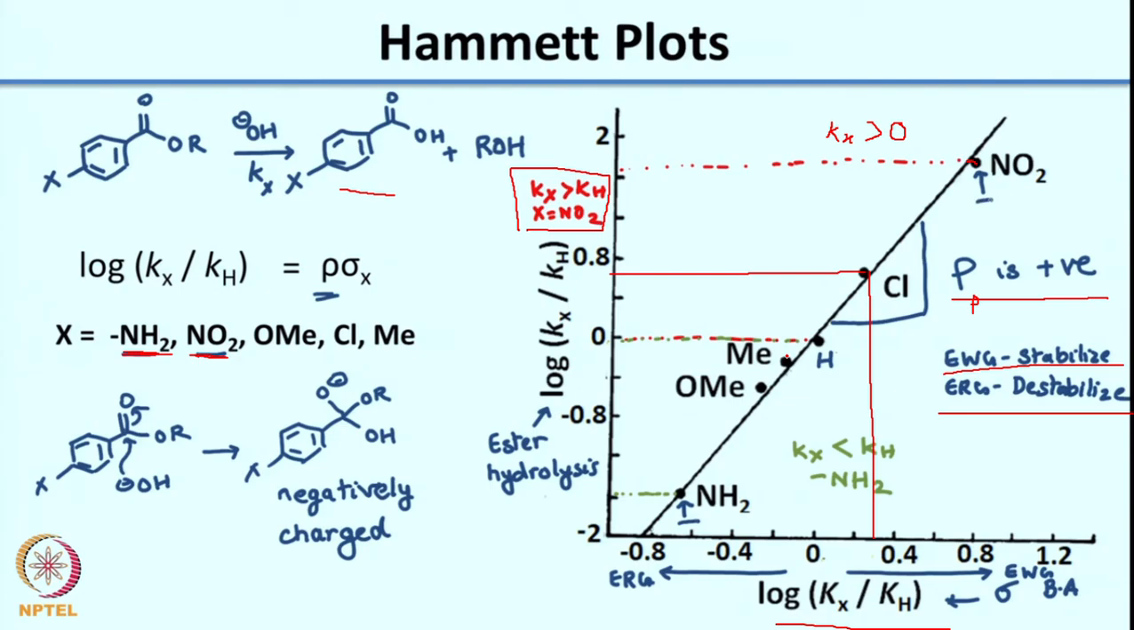Now in case of Me and OMe, all of you know that these two are electron rich, electron releasing groups, and NH2 also. So these will give a value below 0. You can see here 0 is there, and these are showing a value less than 0. So Kx is less than 0 for these species, and in the equation Kx is less than Kh. So I hope all of you understood this graph also, the Hammett plot.